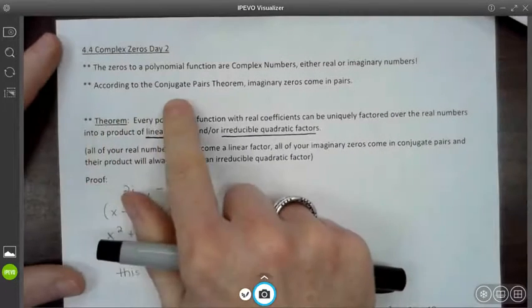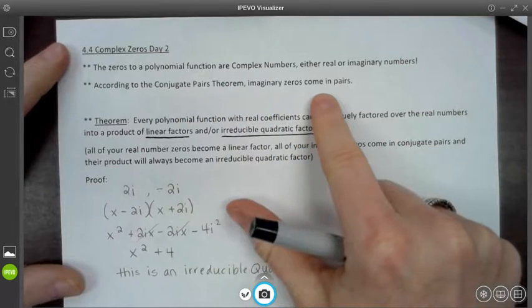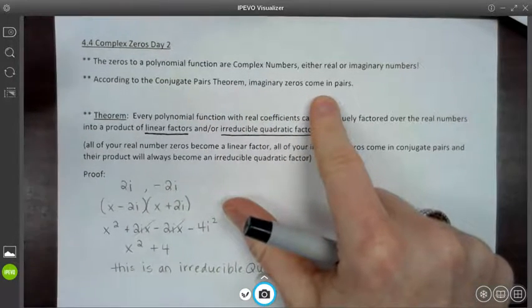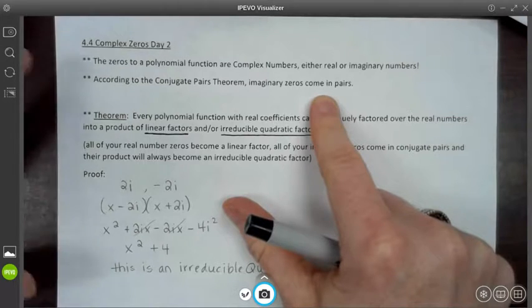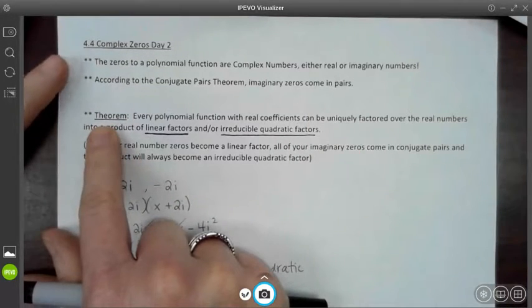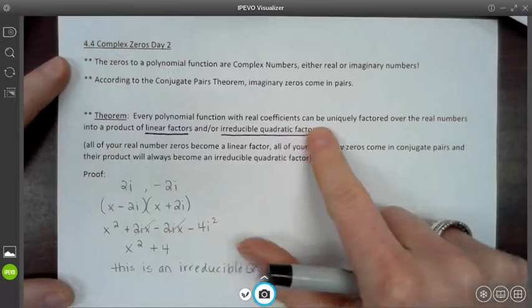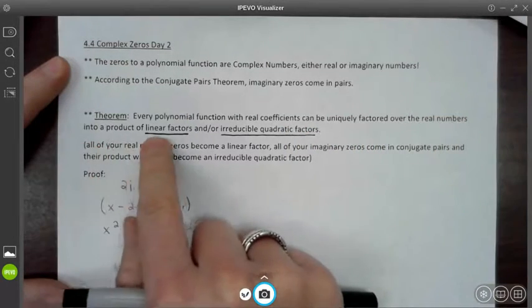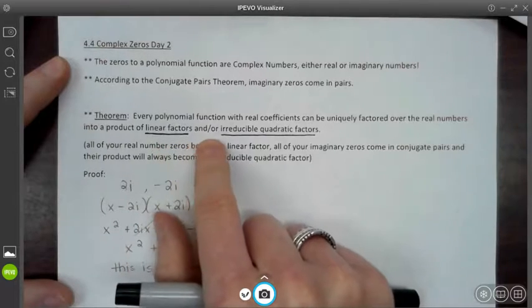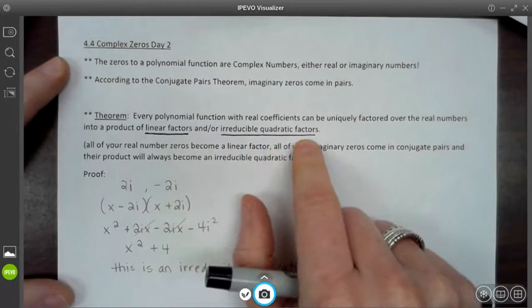All right, according to the conjugate pairs theorem, imaginary zeros come in pairs, right? So if you're going to have an imaginary zero, like 3i, then you automatically know negative 3i is a zero as well, because the imaginary zeros have to come in pairs. Okay. Another theorem: every polynomial function with real coefficients can be uniquely factored over the real numbers into a product of linear factors and/or irreducible quadratic factors, right?